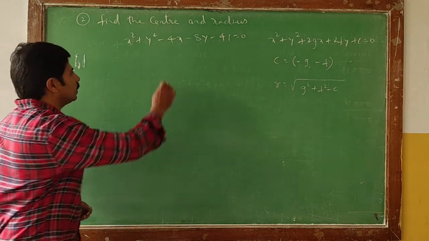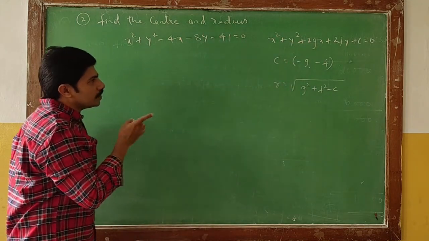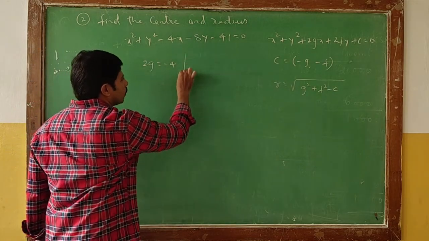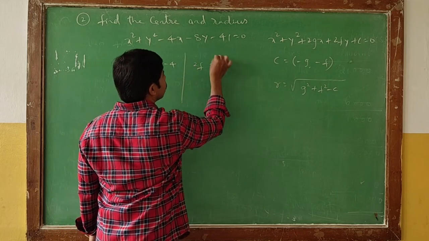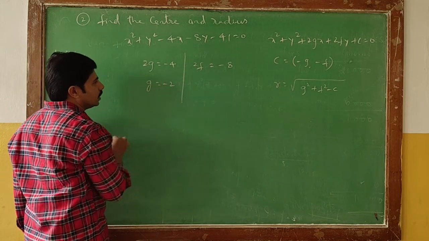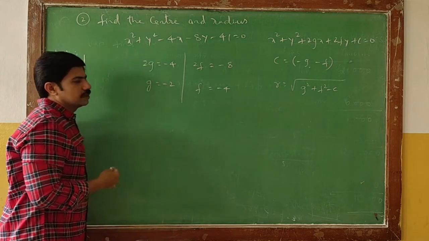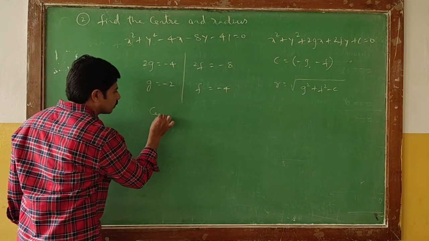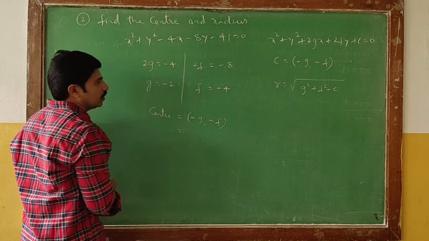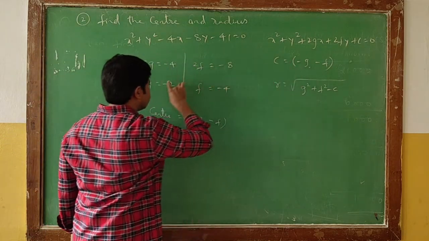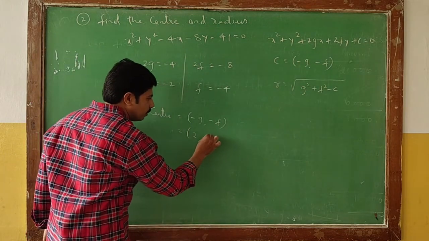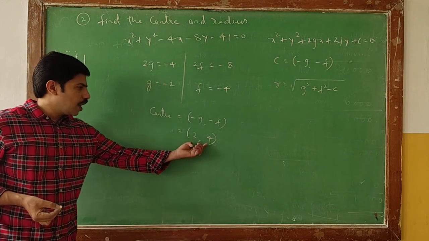If you compare the given equation with the general equation, what is the coefficient of x? 2g. And here the coefficient of x is minus 4. Then the coefficient of y is 2f, and here it is minus 8. So g value is minus 2, and f value is minus 4. Now the center is minus g comma minus f. If I substitute, minus g becomes 2 comma minus f, minus into minus is plus, so this becomes 4. So 2 comma 4 is the center.